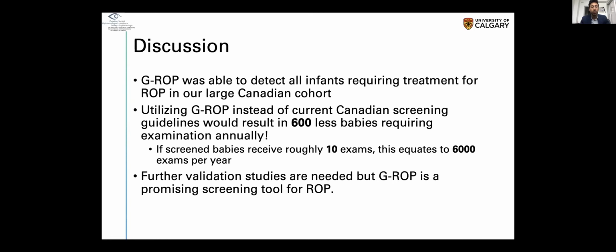So while further validation studies are needed, GROP is a promising screening tool for ROP and something to consider to be used in conjunction with our guidelines until it is further validated.